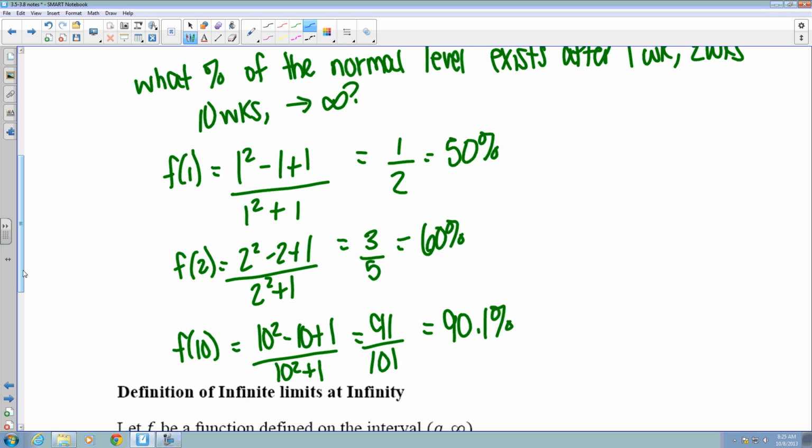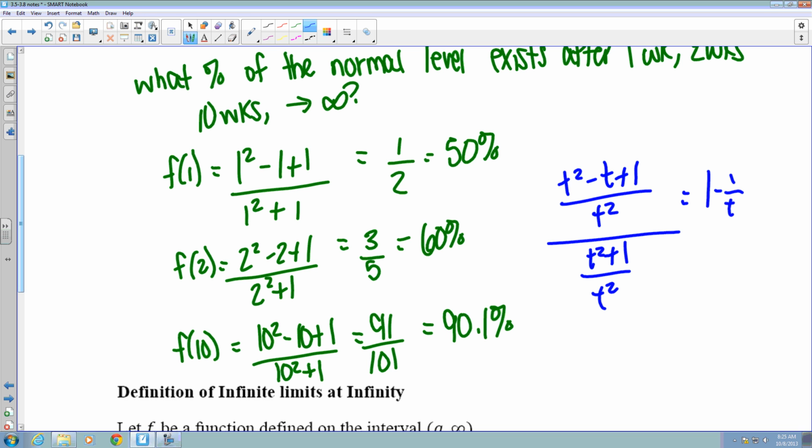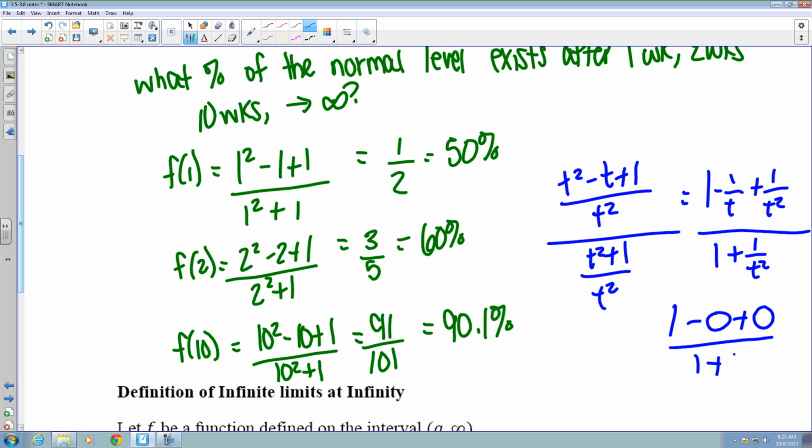And then we also have to do, as we approach infinity, which is a little bit different, we need to divide everything by t squared when we're trying to take the limit of that. Minus t divided by t squared. t squared plus 1 divided by t squared. And then we can plug in our infinite limits at each of those. So we have 1 minus 0 plus 0 over 1 plus 0, which is 1. When we're talking about percents, it's the same thing as 100%. So it's back to approaching 100% normal level.